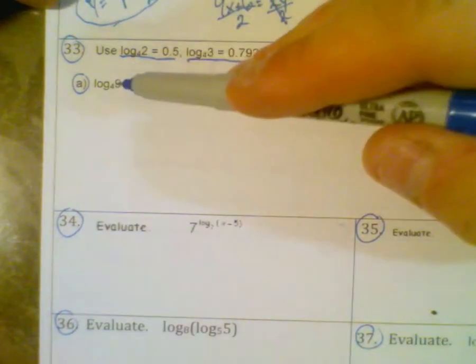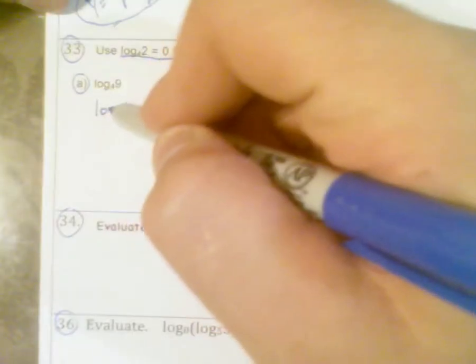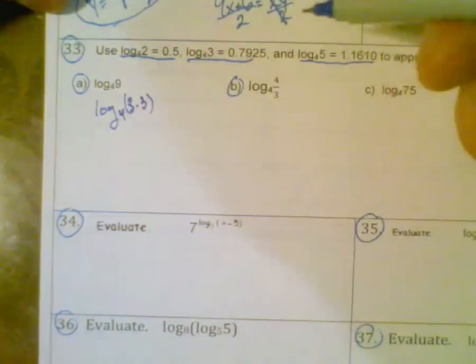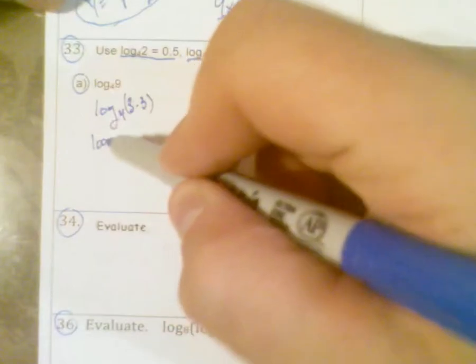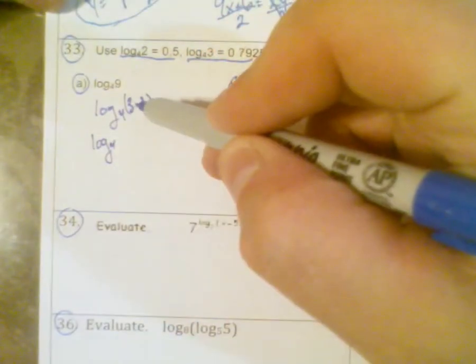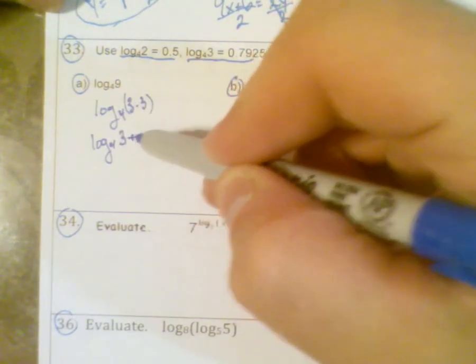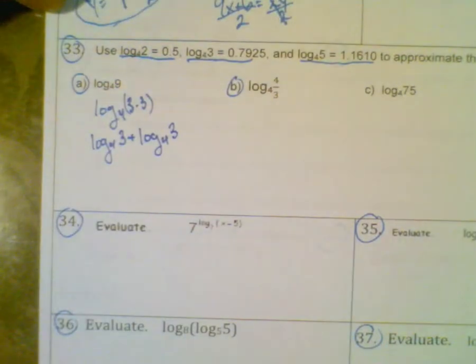So I know that 9 is 3 times 3. I can write it a couple different ways: log base 4 of 3 times 3 inside the log, or you can write it as 3 squared. Either way works. Then we also know that if we have multiplication going on inside the logarithm, 3 times 3, we can break it up into 2 logarithms with addition.